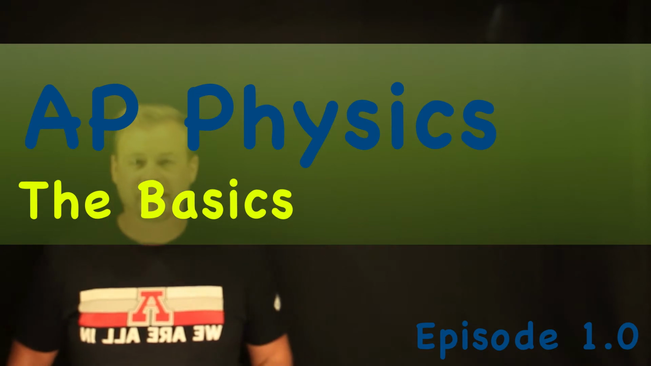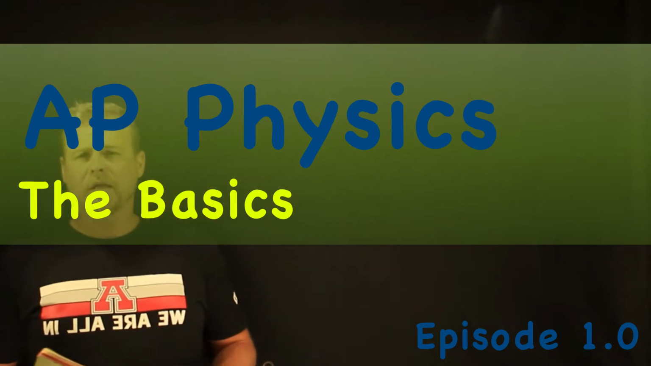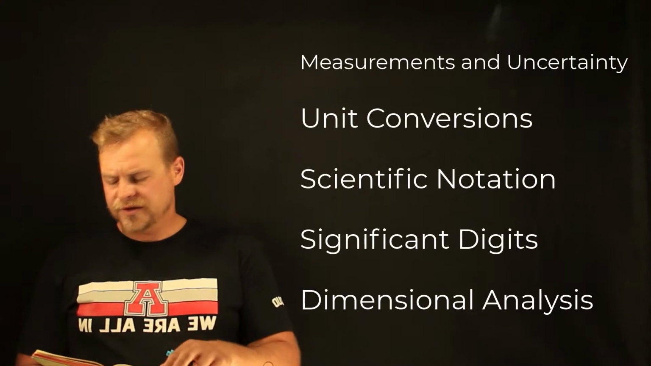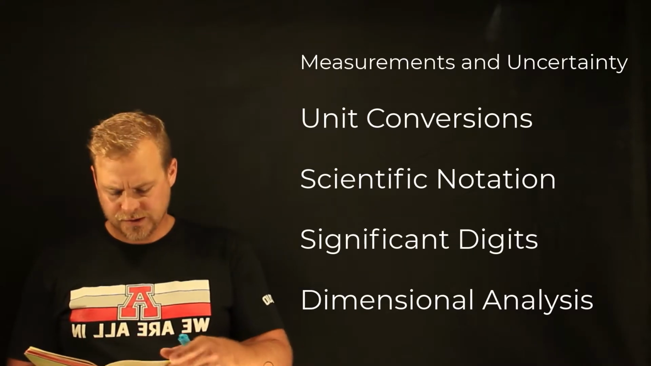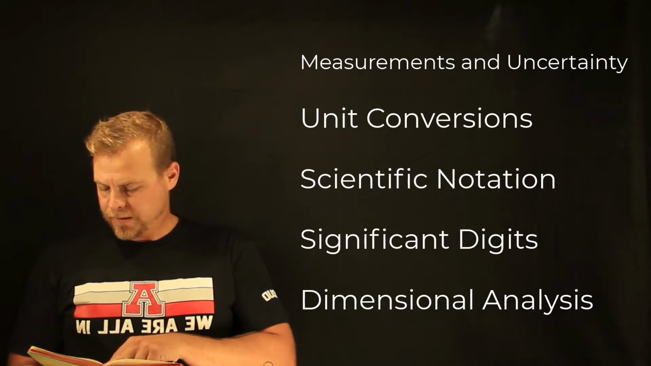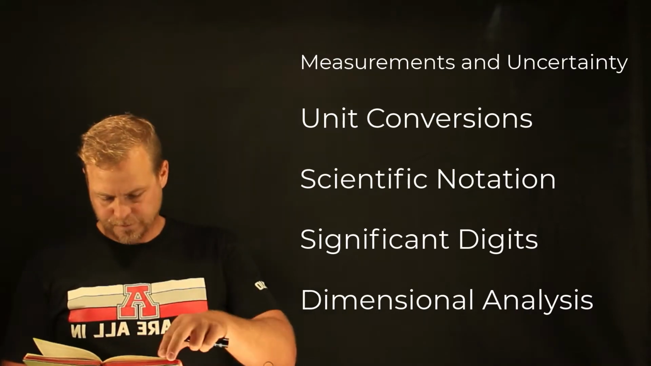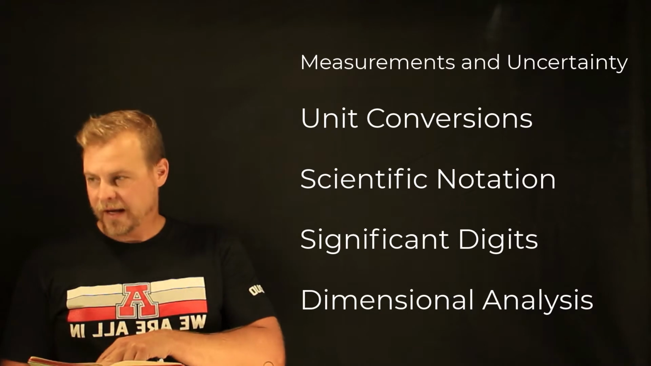Hi, welcome back. Today we're going to talk about the basics of physics. So we're going to cover things like measurements, uncertainty, do some unit conversions, scientific notation, significant digits, and dimensional analysis. So the first thing we're going to talk about is measurements in physics.